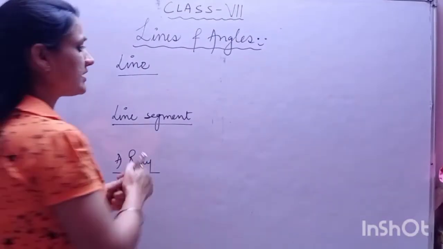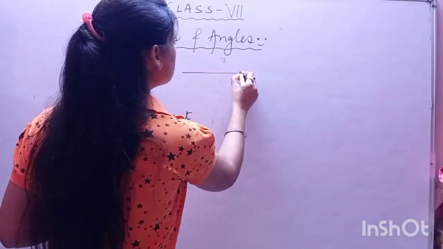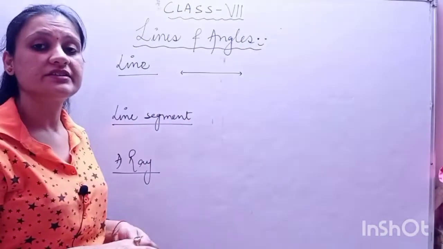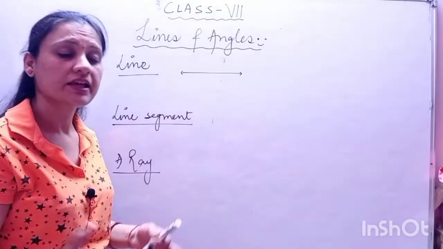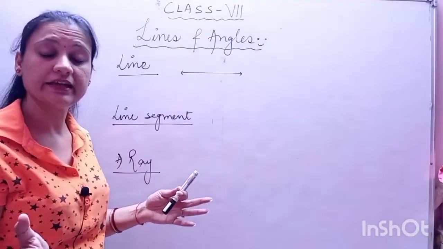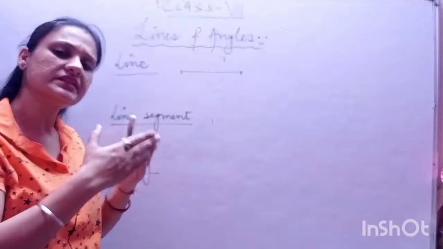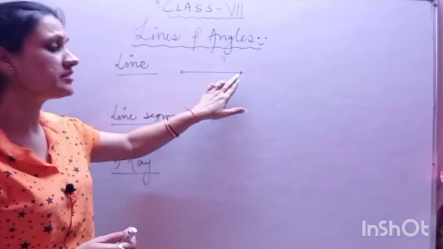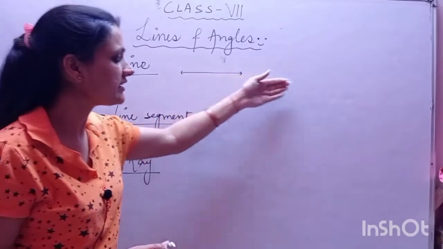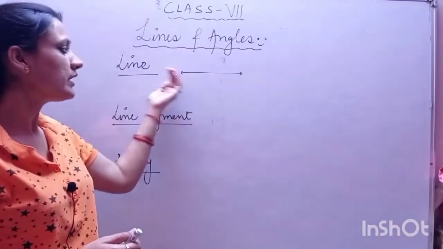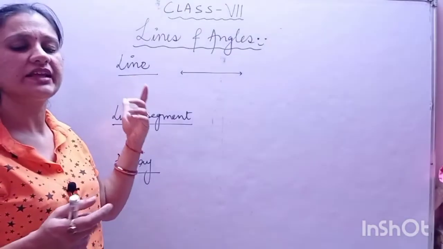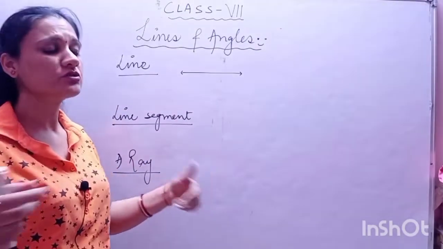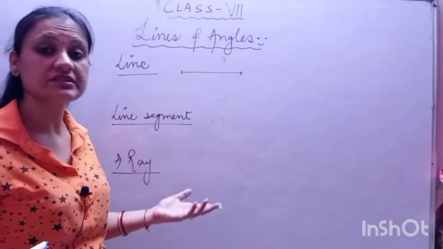A line is something which does not have any end point. It doesn't have a fixed length, it doesn't have any end points, so it can be extended in both directions. What this arrow denotes is that it can extend in this direction also and in this direction also, just like a rubber band. You can stretch it both ways. So that is why it doesn't have a fixed length.